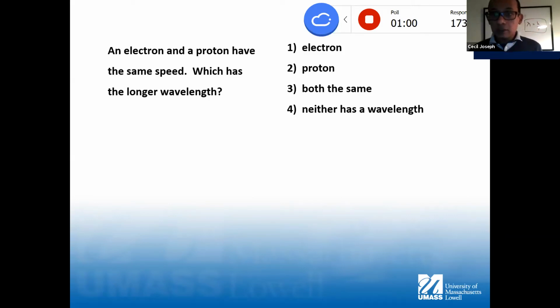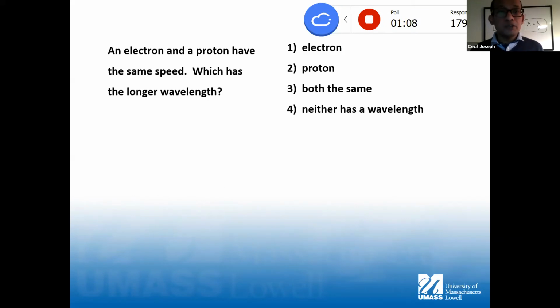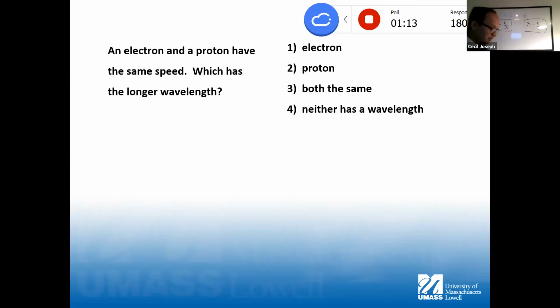Okay, I'm going to close this. Let's see where you guys are at. Mostly right. Yes, sorry, no, mostly wrong. The one that has the larger momentum has the smaller wavelength. p is h over lambda, so lambda is inversely proportional to momentum. So the larger momentum has the smaller wavelength. Yes, that is correct.